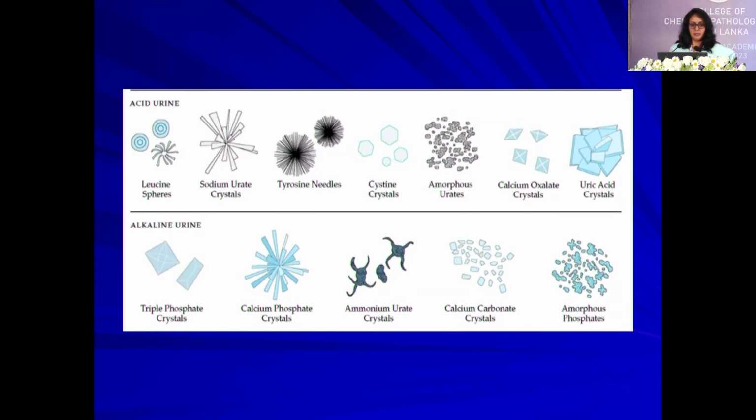These are the shapes of the crystals that I have mentioned earlier. This is leucine crystal, this is sodium urate and tyrosine needles, cystine crystals, amorphous urates, calcium oxalates, uric acid crystals, and these are present in acidic urine. And in alkaline urine, you can see triple phosphate crystals, calcium phosphate crystals, ammonium urate crystals, calcium carbonate crystals, and amorphous phosphate.